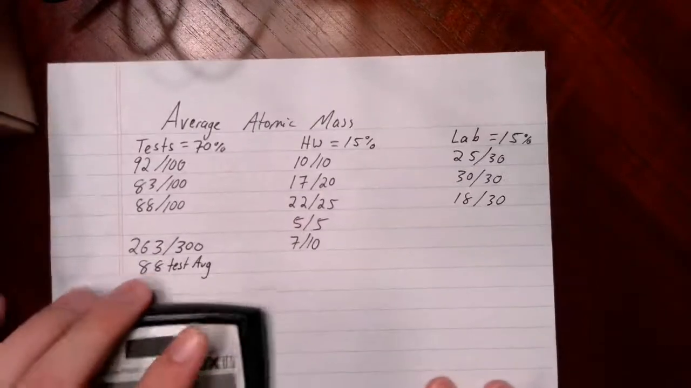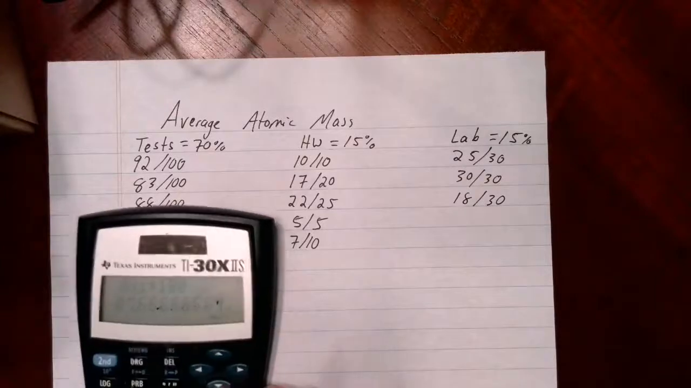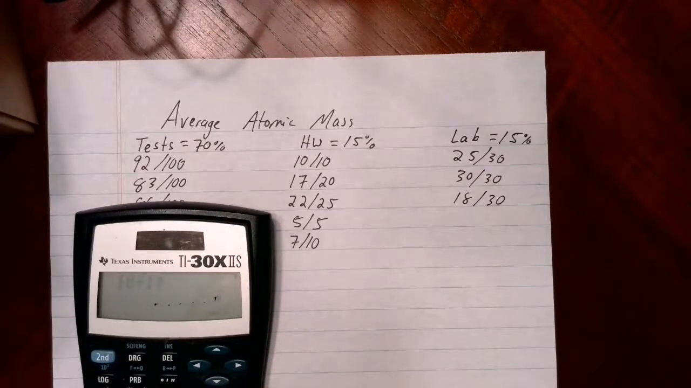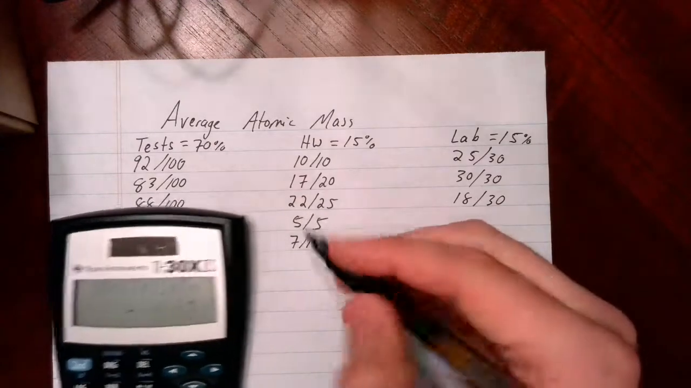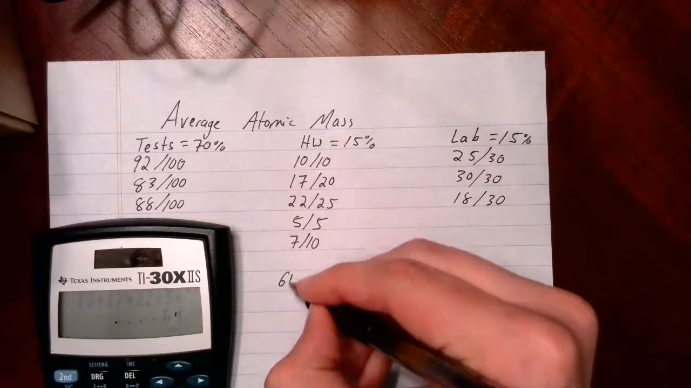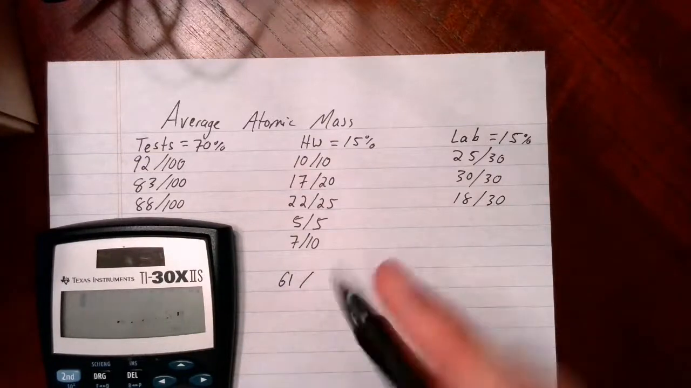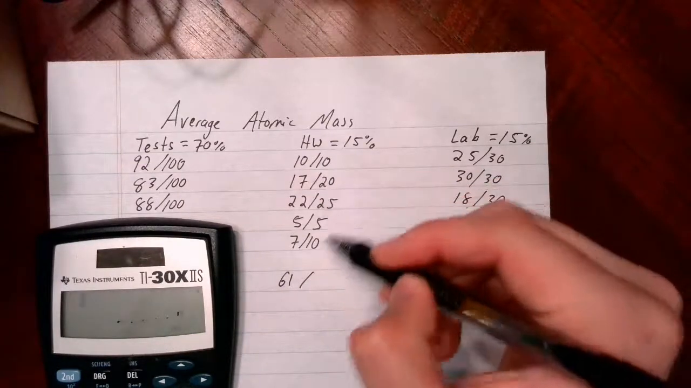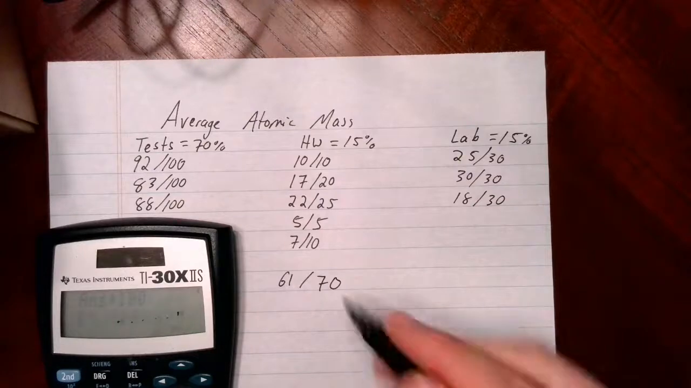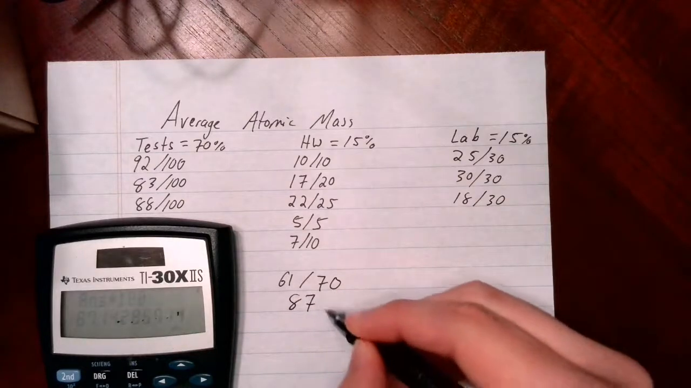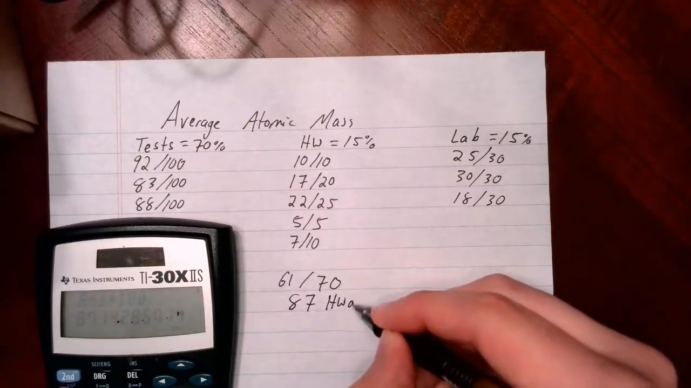So then let's look at your homework averages. So for your homework, you scored a 10, a 17, a 22, a 5, and a 7. So you got 61 points out of a possible 30, 40, 50, 60, 70 points. So your homework average is 87. Okay, so that's your homework average.